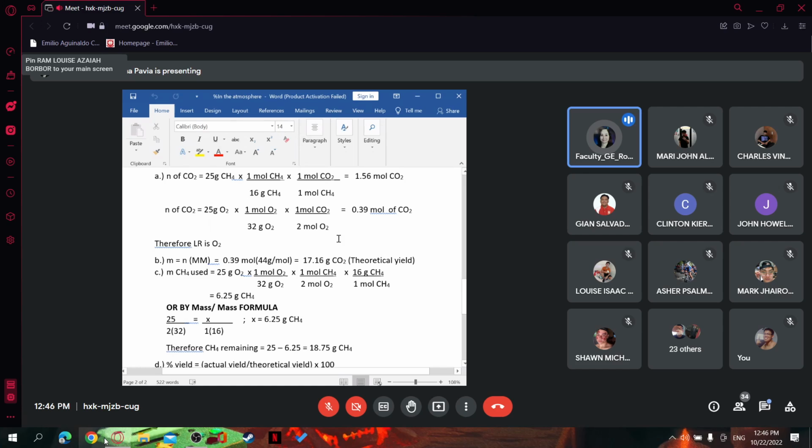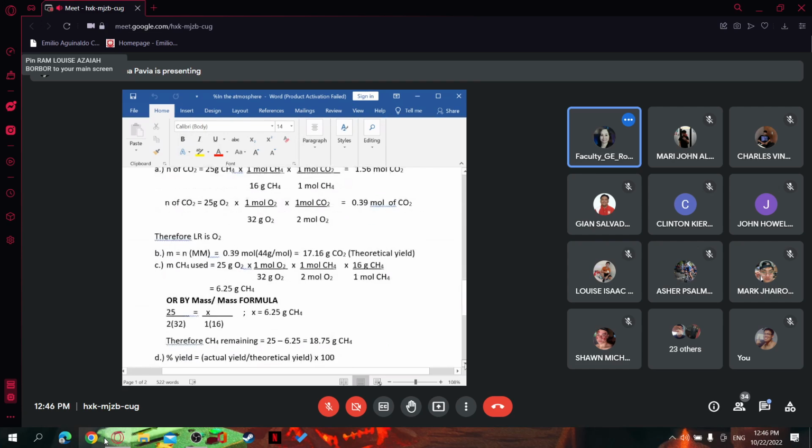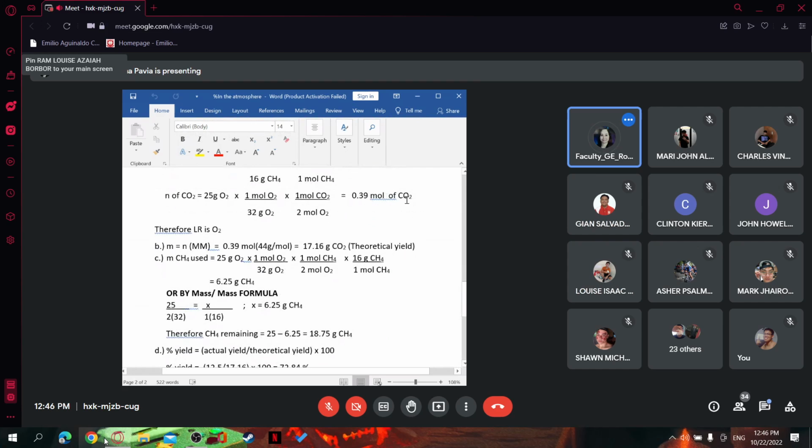the second question is, calculate the number of grams of carbon dioxide that could be produced. Okay, so ang basis mo dito, yung 0.39. Ito na yung basis mo na na-produce. By making use of the formula again, n is equal to m over MM. And that is 0.39 times the molecular mass of carbon dioxide. We get 17.16 grams CO2. Ito na yung theoretical yield based on the reaction from our balanced equation.